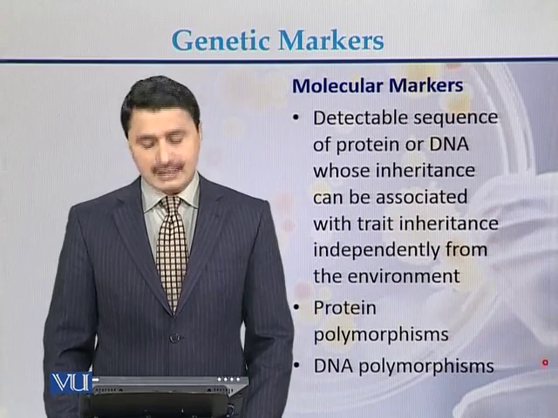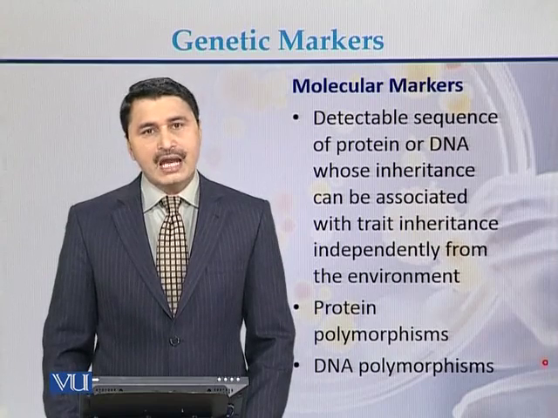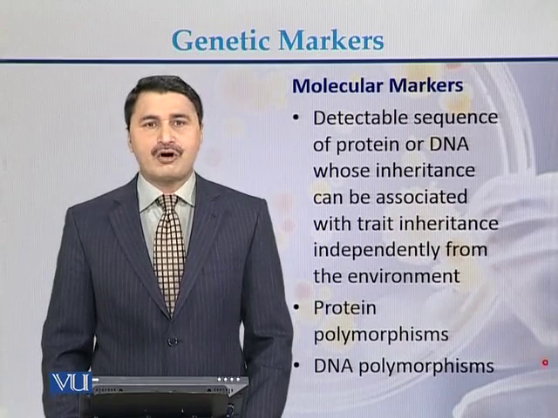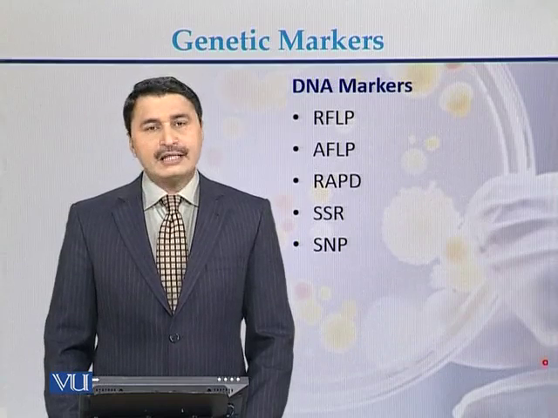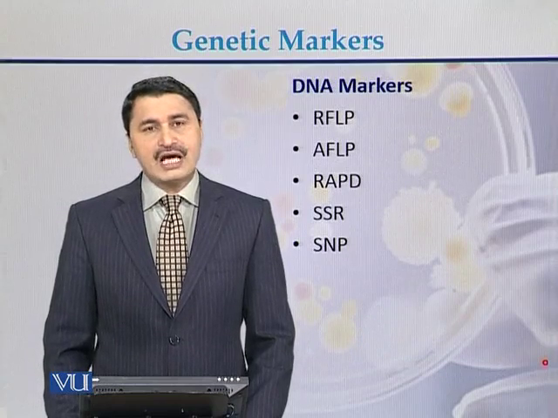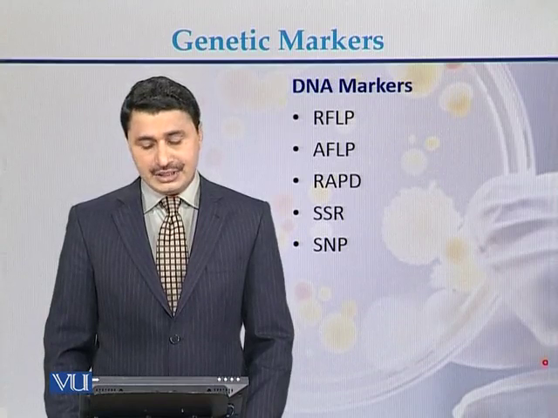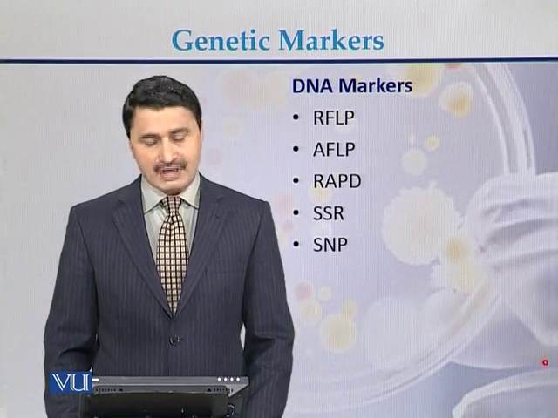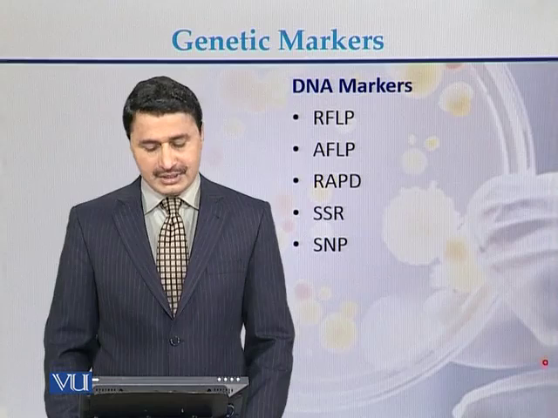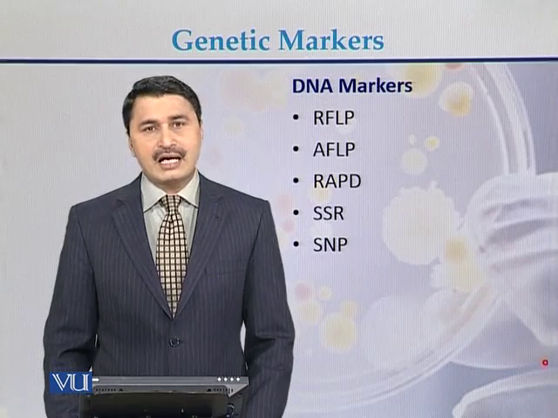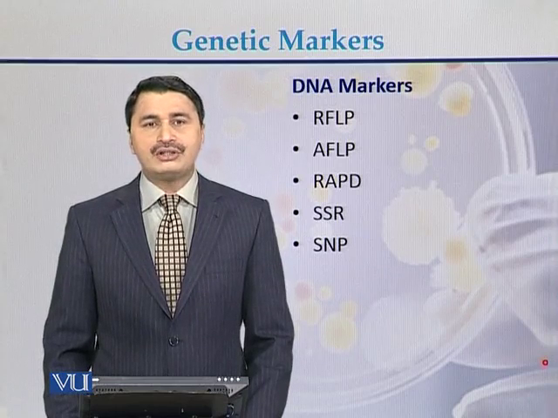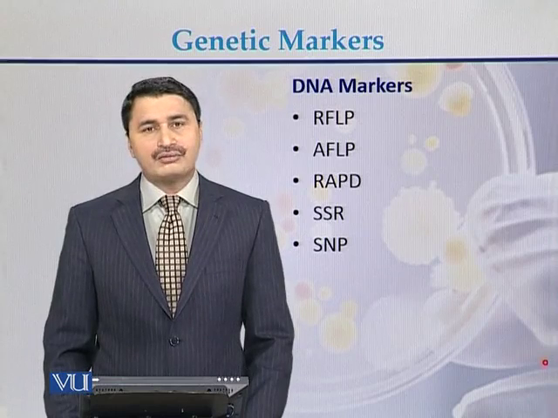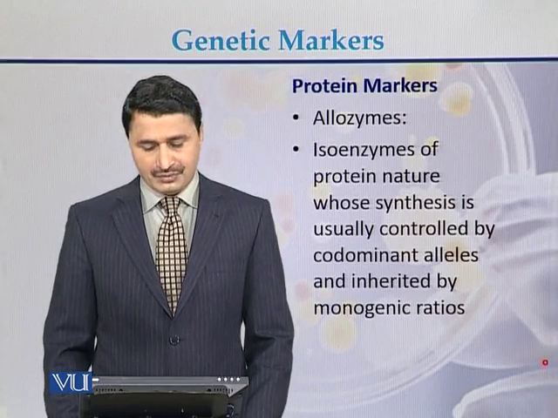So molecular markers can be polymorphisms, and they can be DNA polymorphisms. In case of DNA markers, there are different types of DNA markers. They can be RFLP, AFLP, RAPD, SSR and SNP. All these are different types of DNA markers.